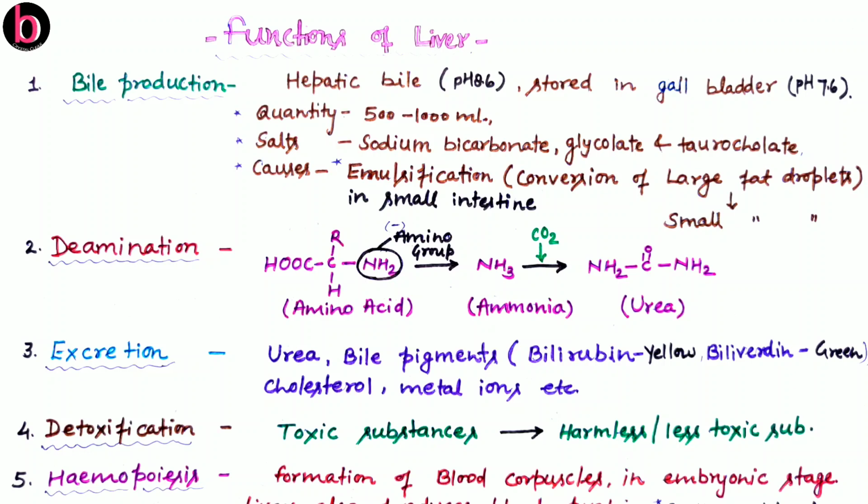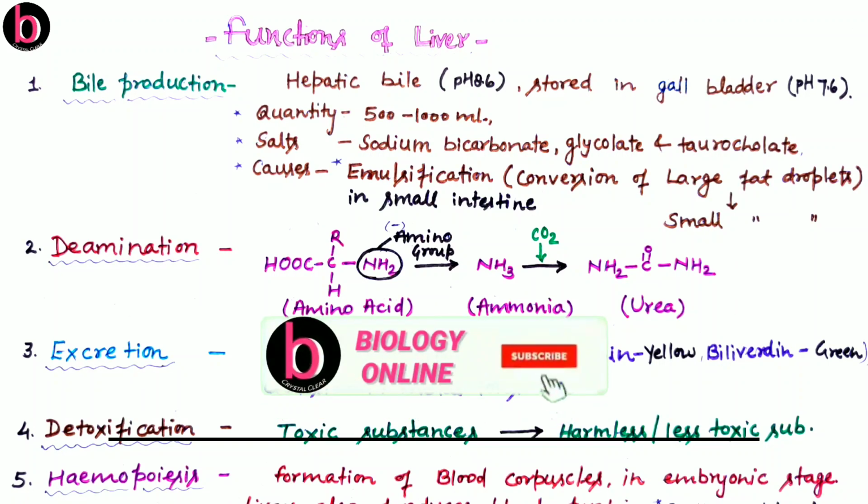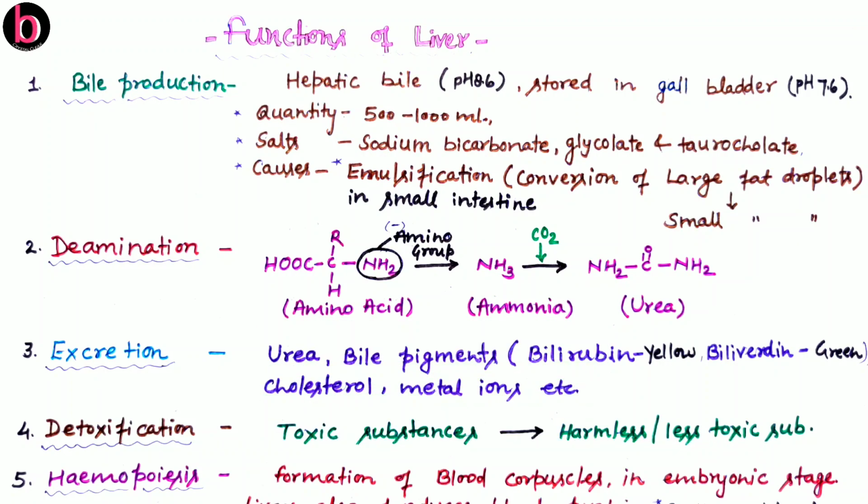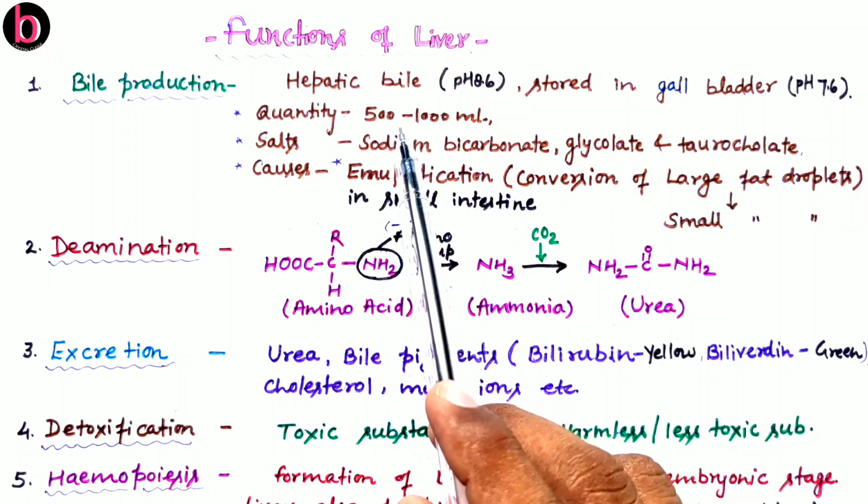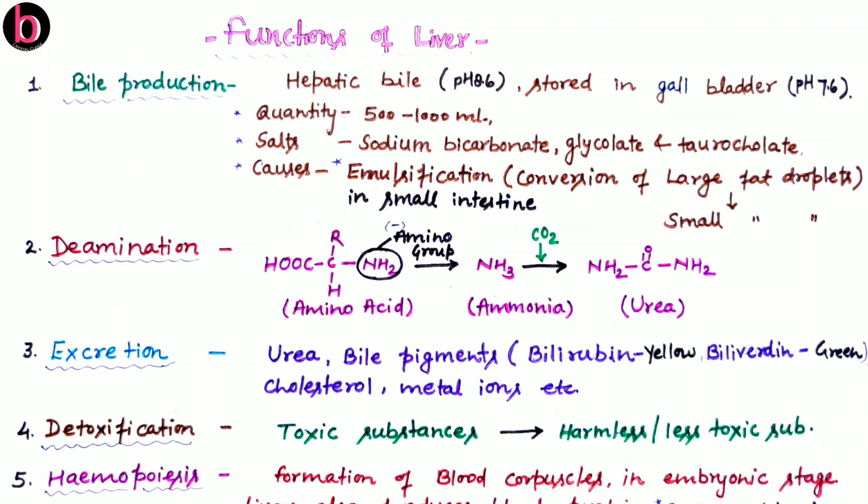The site for synthesis and production is the liver, but the site of storage for this bile is the gallbladder. The gallbladder, as we also discussed, is a pear-shaped gland located posterior to the liver, and the quantity of bile or bile juice produced is nearly half a liter to 1 liter.